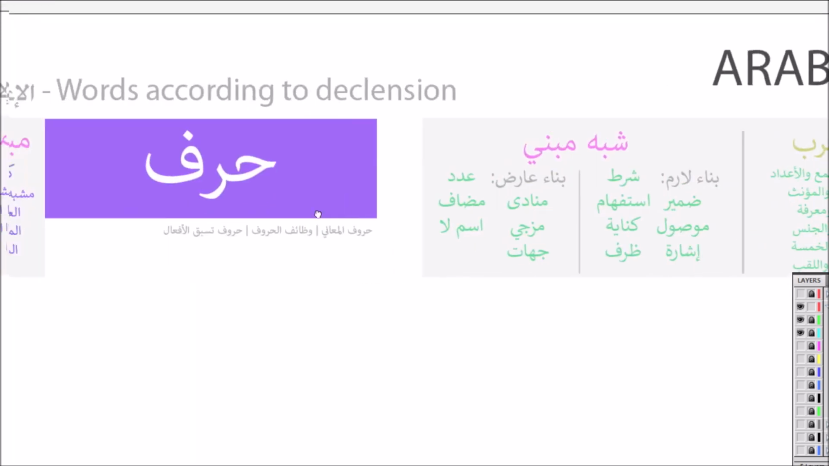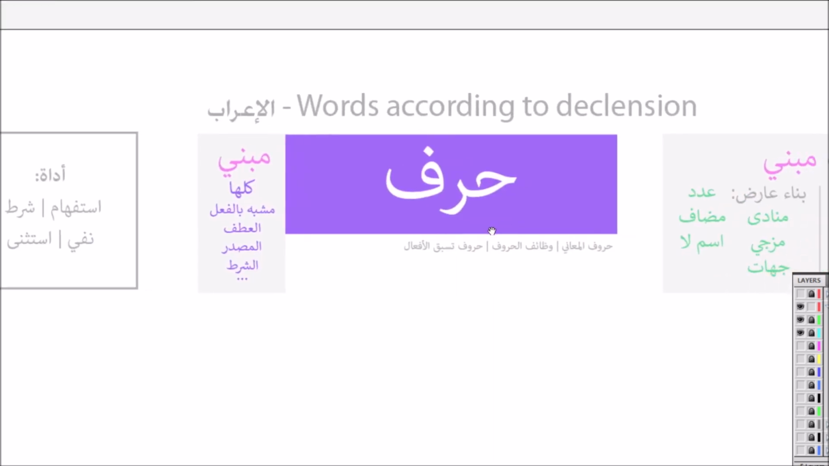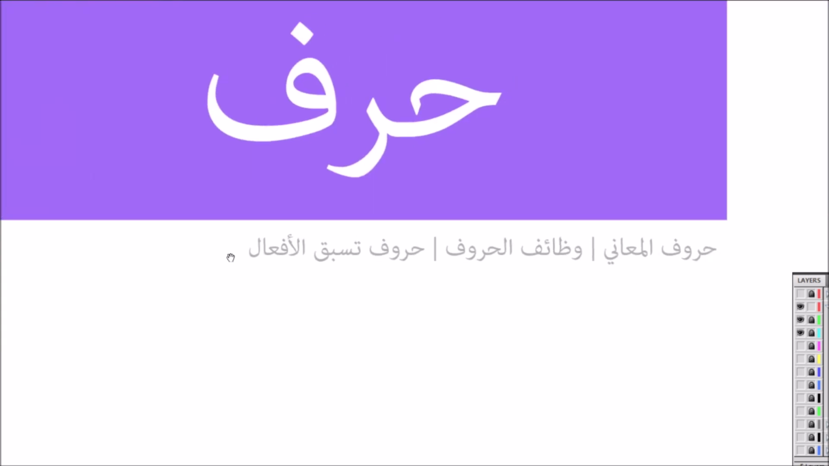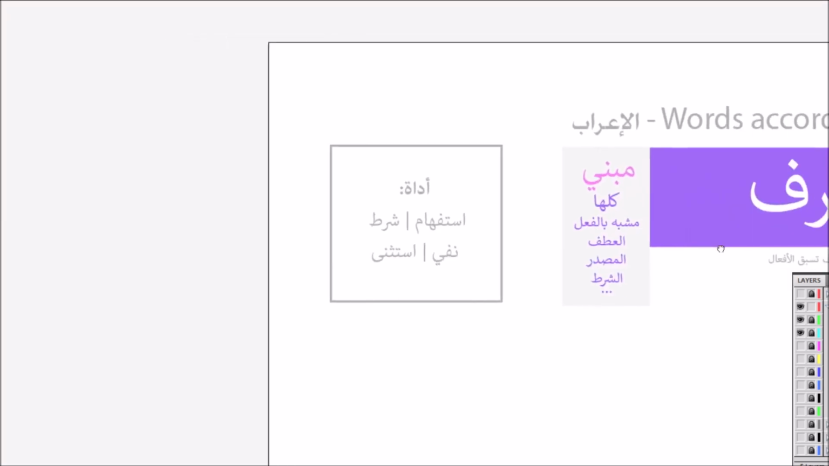Okay, after the nouns, there we have the harf, which is all of them are mabni, and they have many different categories and according to their wadifa, according to their job, for example. And then you have adat, which could be from different categories, indicating upon questions or negation, etc.